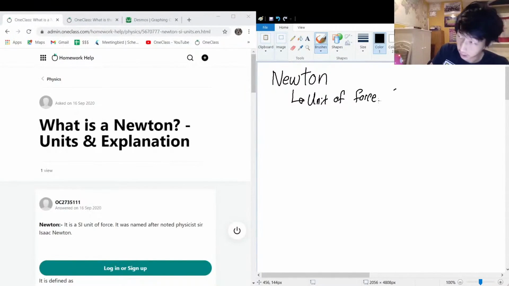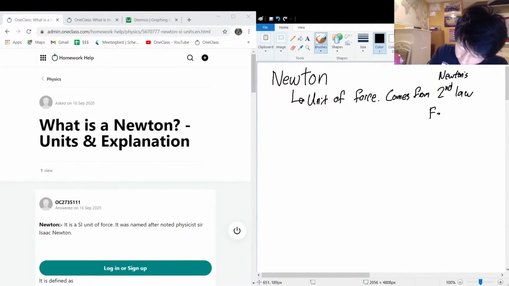It comes from Newton's second law. F equals ma. This is one of the most important equations in all of physics. F is the force, m is the mass, and a is acceleration.